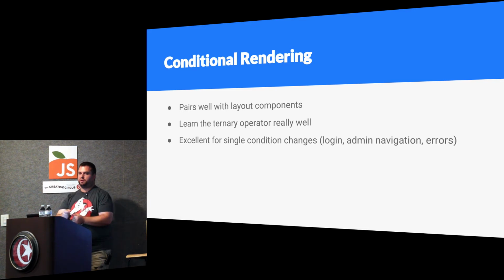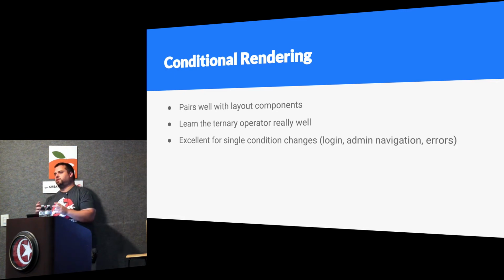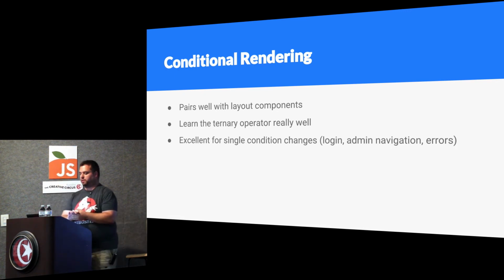All right, conditional rendering. This is one of my favorites because I really like ternary operators. So when you have layout components, this pairs really well with those. Based on certain things that come in, you can flip between two different components using just a quick ternary operator. If you don't know how to use a ternary operator, go out and learn it. It's super simple. It's just the question mark with a true result and a colon and then the false result.